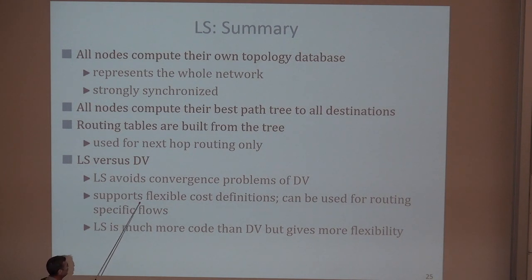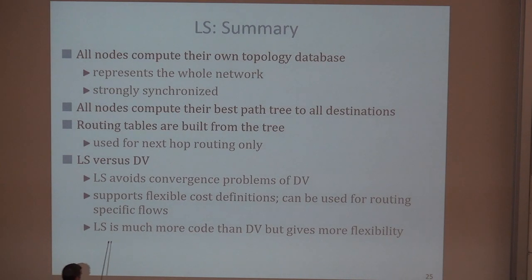The main difference is the definition of the cost can be very flexible. In distance vector, we need costs that are essentially distances. The only flexibility we have is which distance we give, which cost we give to a link. If we have a centralized view with a complete topology database, we can do lots of more interesting stuff.